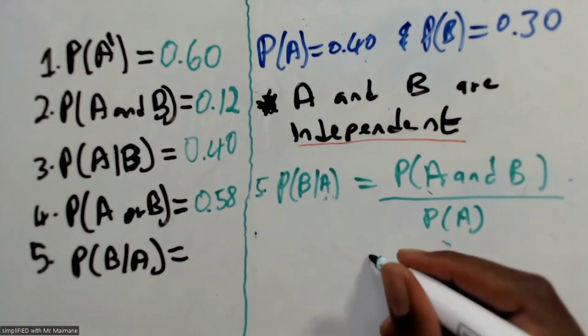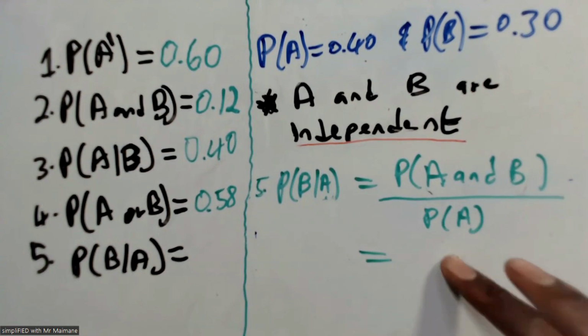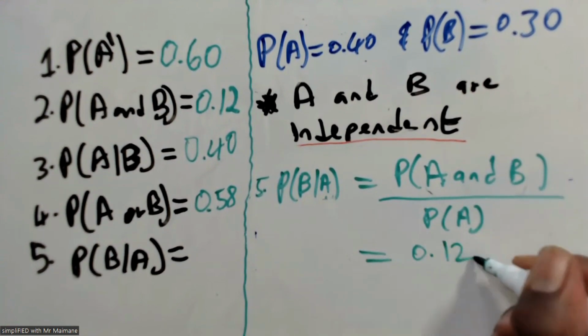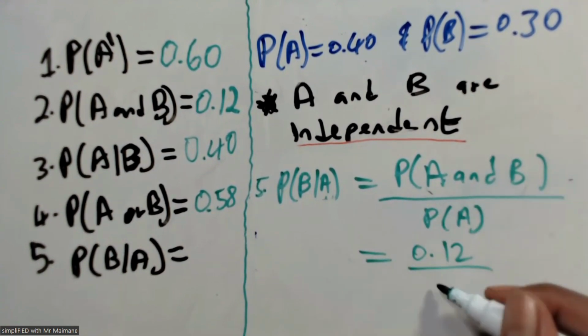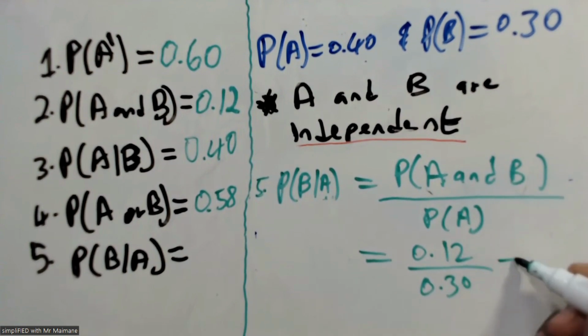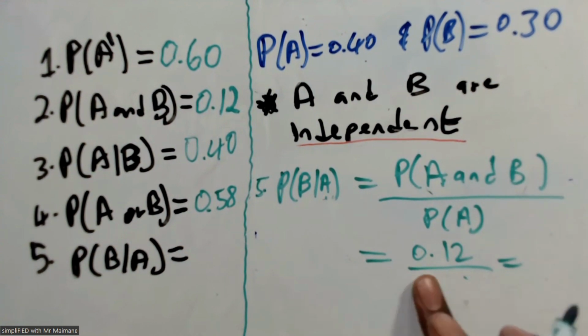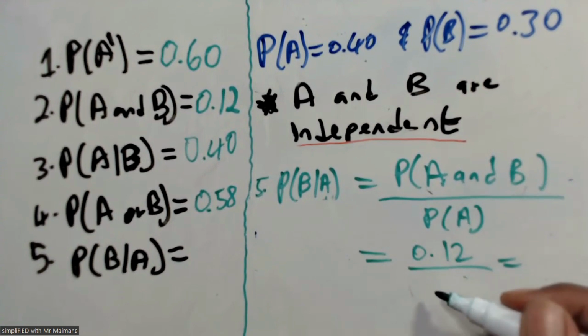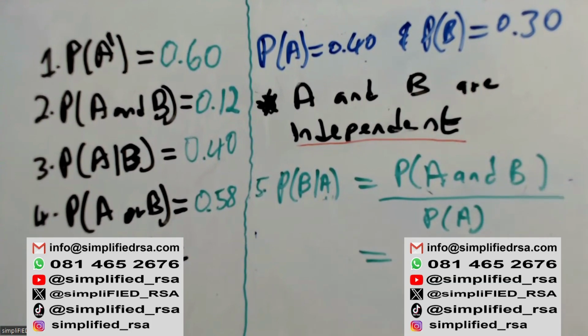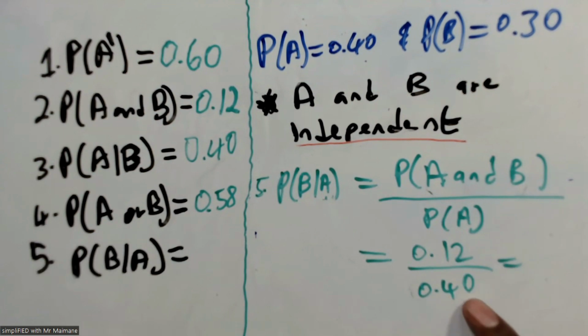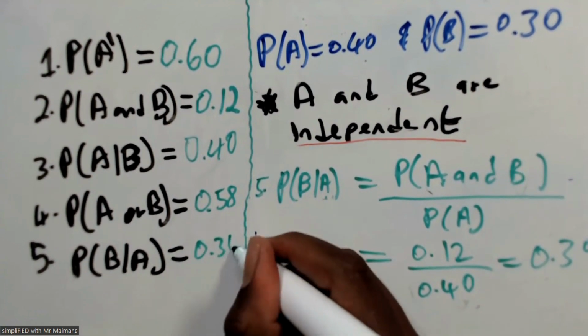Therefore, same story, we know our probability of A and B is 0.12, divided by the probability of A, which is 0.30. No, divided by the probability of A, which is 0.40, not 0.30. Therefore, 0.12 divided by 0.40 is equal to 0.30. Therefore, the answer is 0.30.